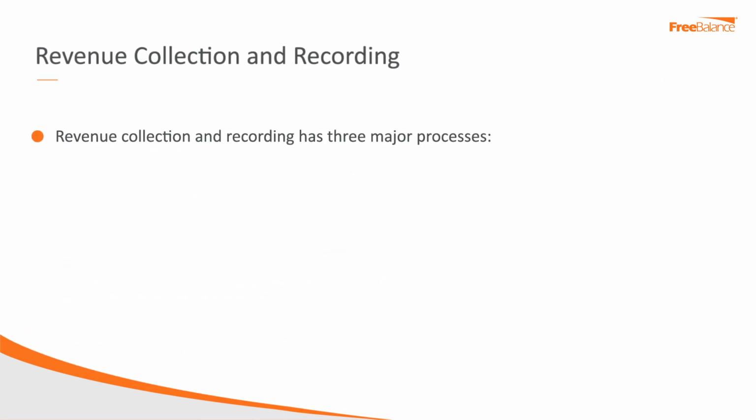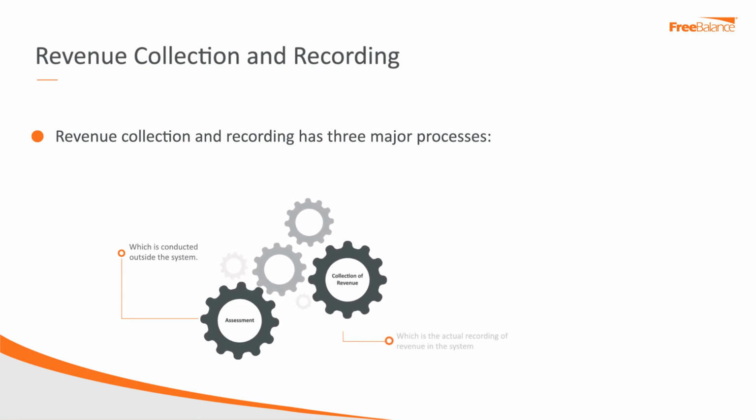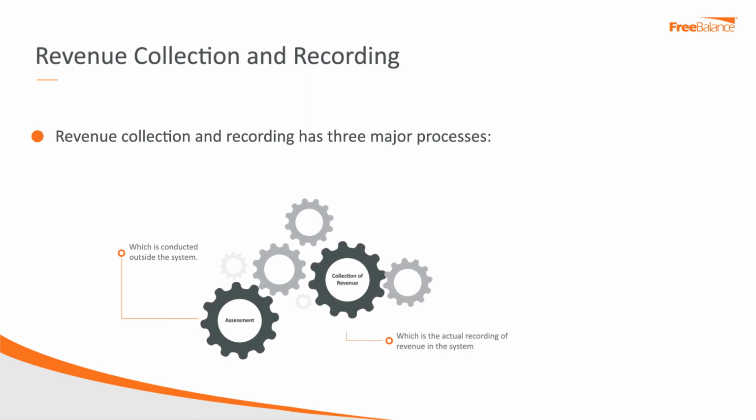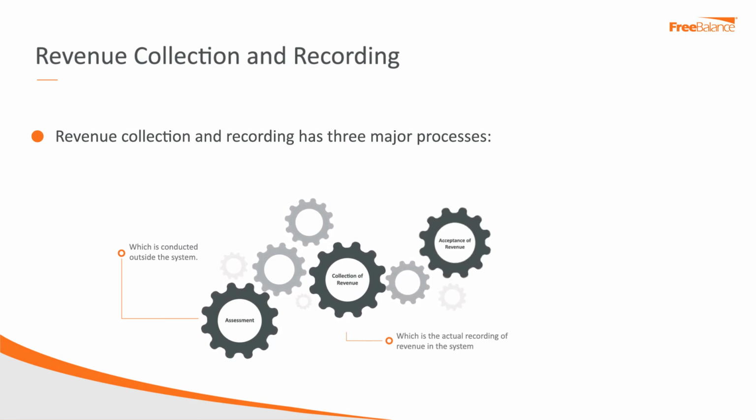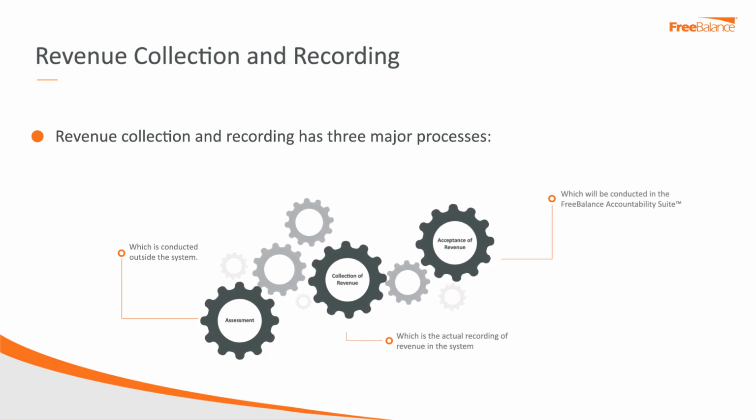Revenue collection and recording has three major processes. Assessment, which is conducted outside the system. Collection of revenue, which is the actual recording of revenue in the system. And acceptance of revenue, which will be conducted in the FreeBalance Accountability Suite.